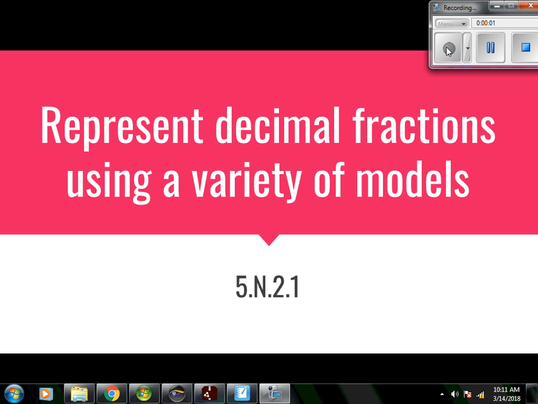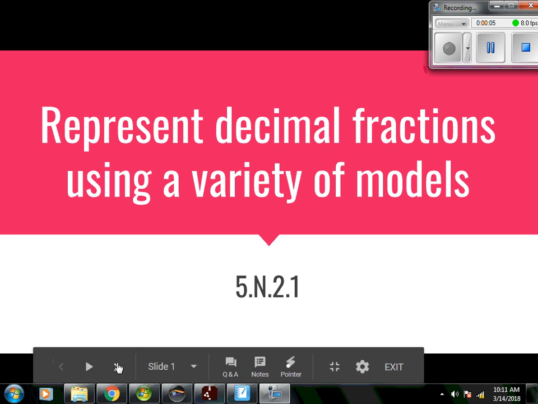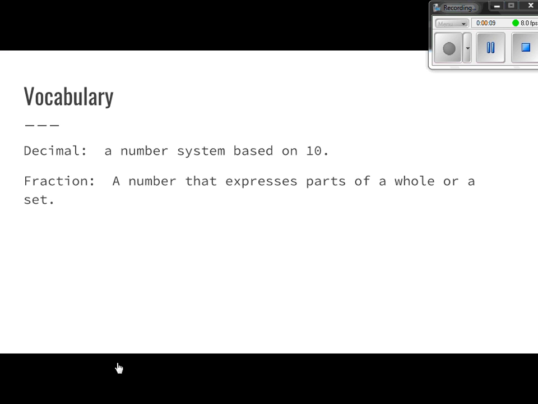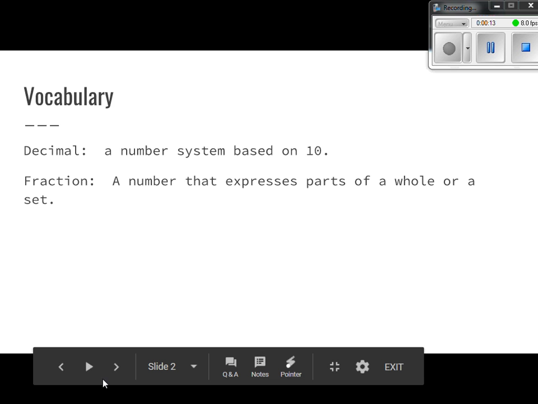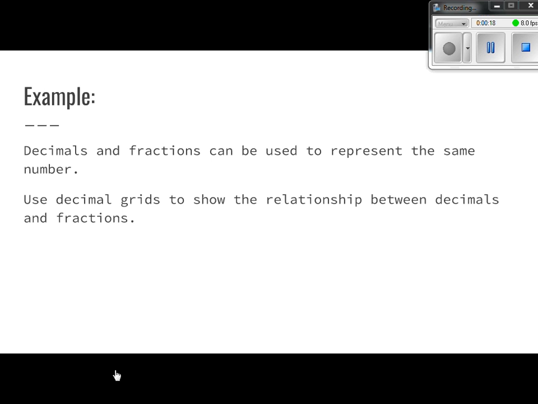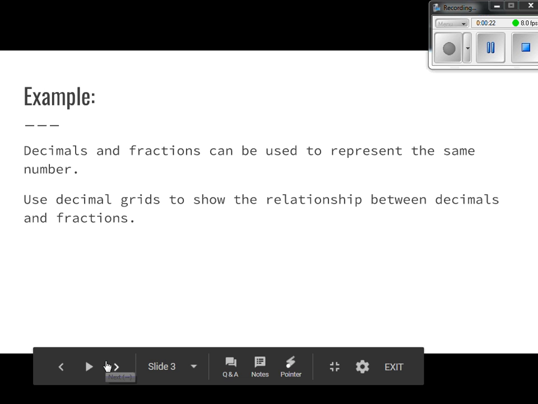Okay, we're going to talk about representing decimal fractions using a variety of models. Okay, vocabulary. Decimal is a number system based on 10. Fraction is a number that expresses parts of a whole or a set. Some examples. Decimals and fractions can be used to represent the same number. Use decimal grids to show the relationship between decimals and fractions.